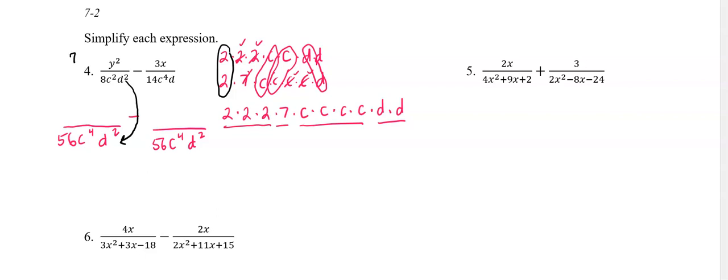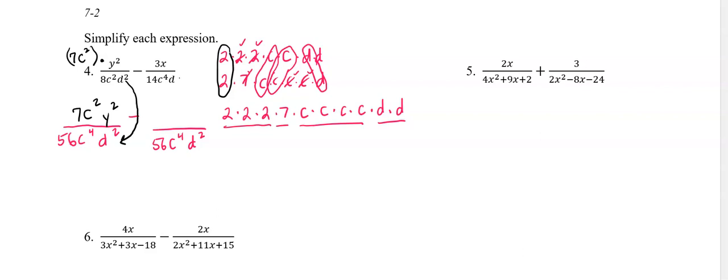C squared goes into C to the 4th, C squared times. And the D squares would just make 1, because anytime I divide anything into itself, it's just 1. So the result of this division is 7C squared. Now I'm going to multiply that times this numerator, and that's going to give me the new numerator that will go above the LCD.